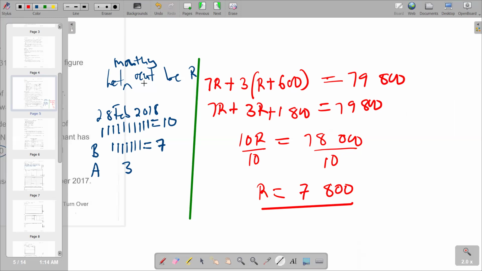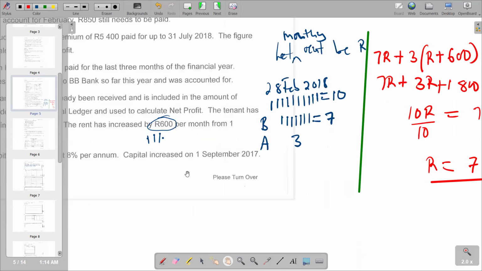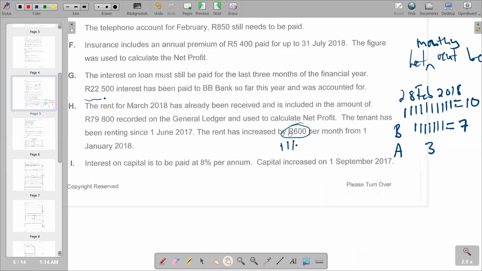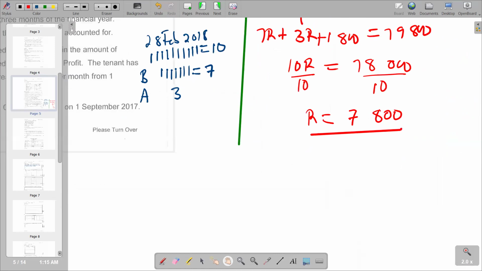So basically, this is what we have in terms of R, and we know that R is the rent before the increase. The month that we are looking for is March 2018, because March 2018 does not belong to this period. So it is income received in advance. We need to subtract that in advance for 1 month of March 2018. But for March, it had already increased by 600. So to get the rental for March, which was after the increase, we say 7,800 plus the 600 increase.